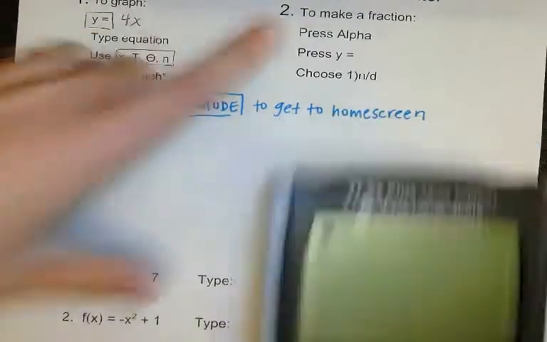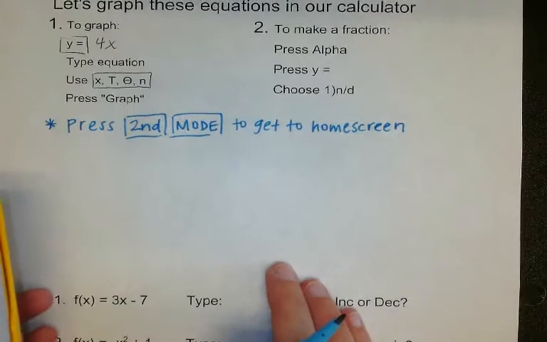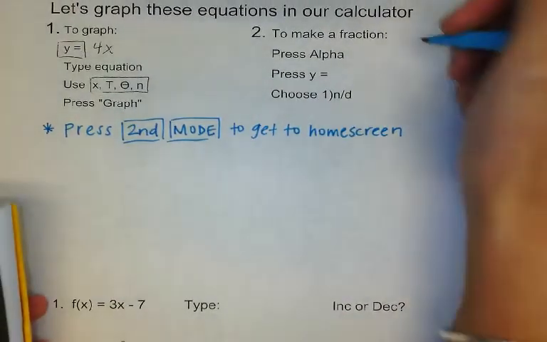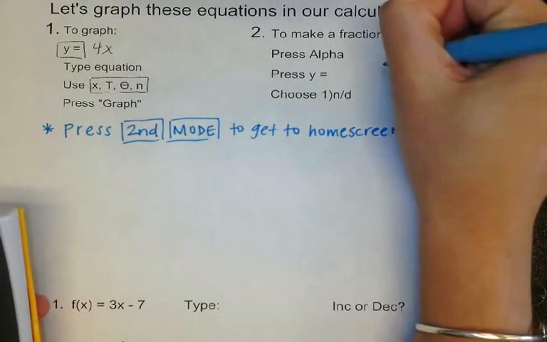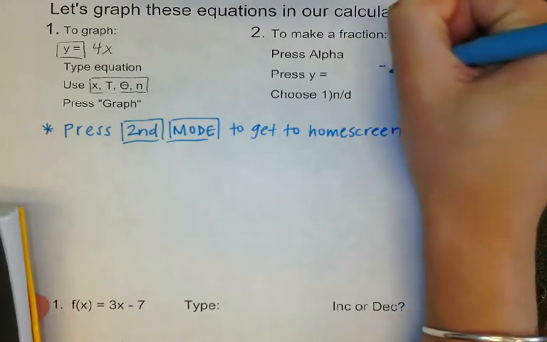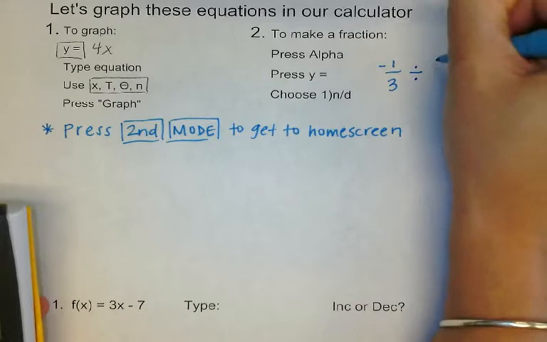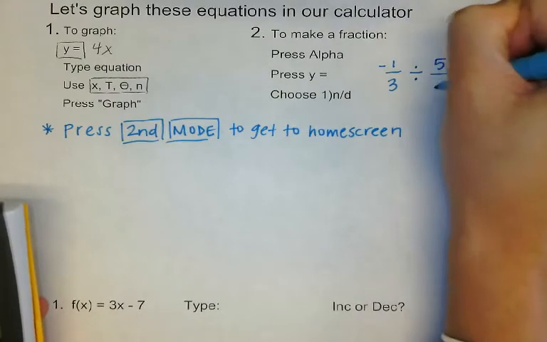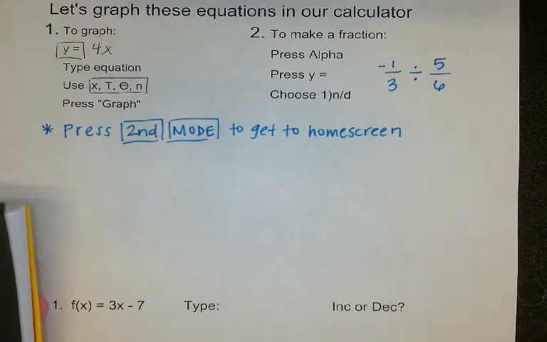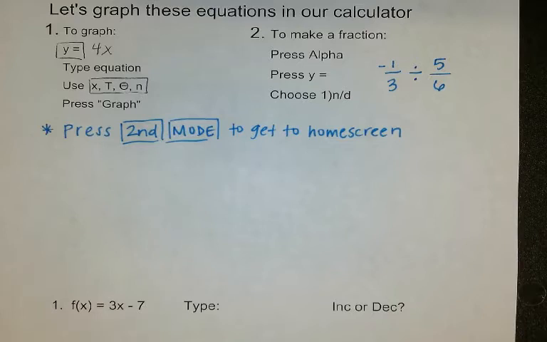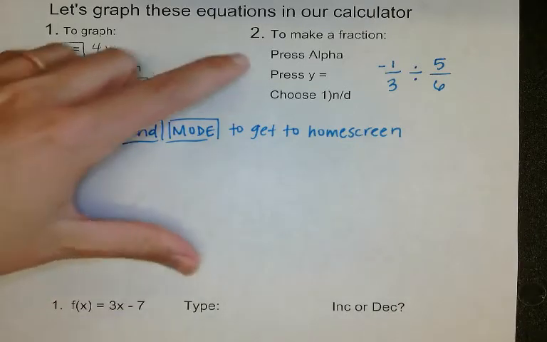We're going to practice making a fraction, and you can even double check some of your math with fractions in the calculator. I want us to do negative 1/3 divided by 5/6. Okay, so let's go ahead and see what we're going to get and how we type that.